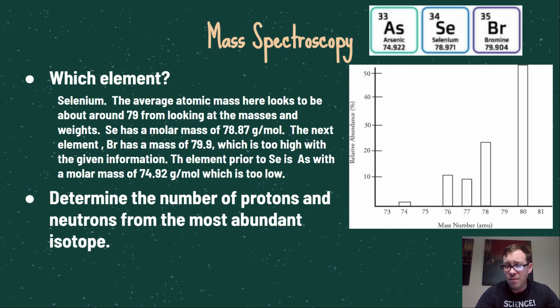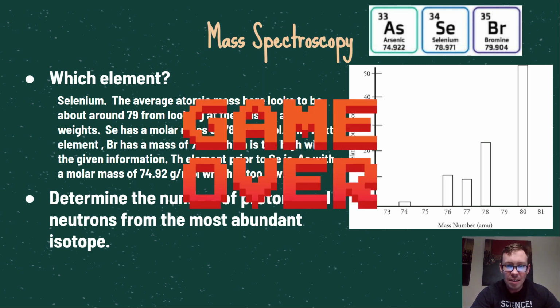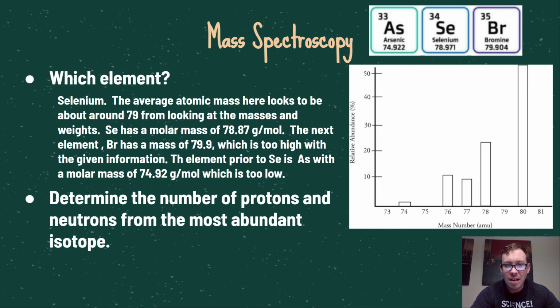You've got a little bit more than 50% at 80. The rest of those combined are going to be around 50%. So it's going to be somewhere around 79, maybe a little bit less than that. Selenium has a molar mass of 78.87 grams per mole, and the next element, bromine, has a mass of 79.9, which would be too high. And below selenium is arsenic with a molar mass of 74.92, which is too low.